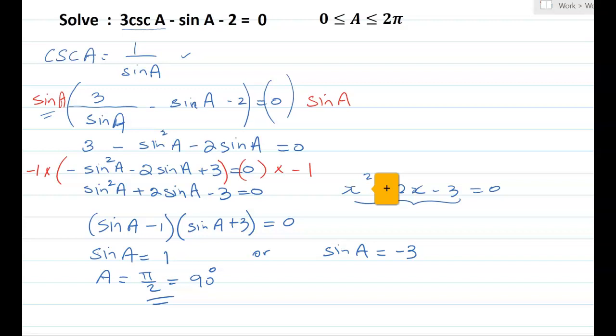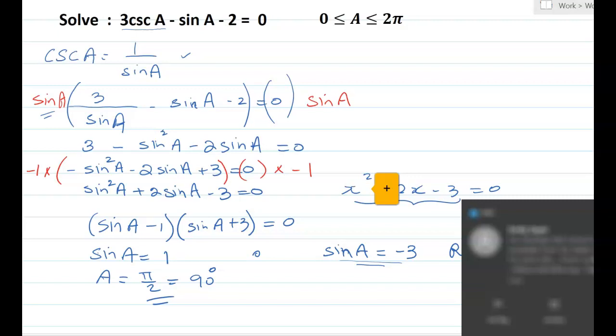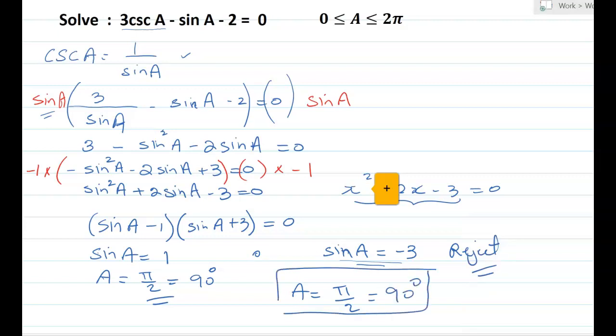Now this one, sine of A equals negative 3, that's impossible. That doesn't work. The minimum value of the sine function is negative 1. Negative 3 is below the value of the sine function, so this one doesn't even apply. So you reject this one because it doesn't work. So the solution to this equation, only the final answer, is A equals pi over 2 or 90 degrees.